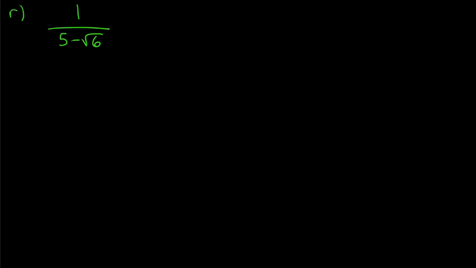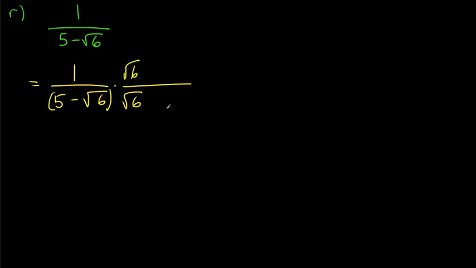So part R is also rationalizing the denominator. You're not allowed to have the square root of 6 in the denominator. Numerator is fine. But in this case, and we went through this over and over again in one of the previous videos, the trick is not to multiply by square root of 6. That's not going to work. And it's not to multiply by the same denominator, 5 square root of 6. That doesn't work either.